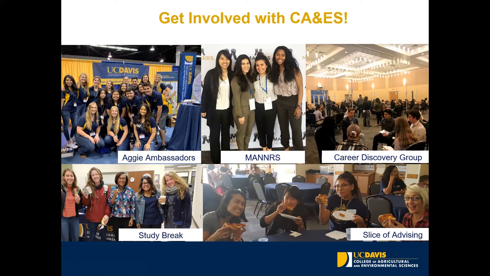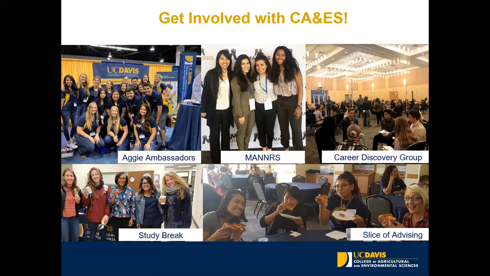In the top left photo, our Aggie Ambassadors are participating in outreach to high school students at the Future Farmers of America event. Another great opportunity in the college is our MANRRS organization, also known as Multiculturalism and Agriculture, Natural Resources and Related Sciences, where students can take part in promoting diversity in the field of agriculture.